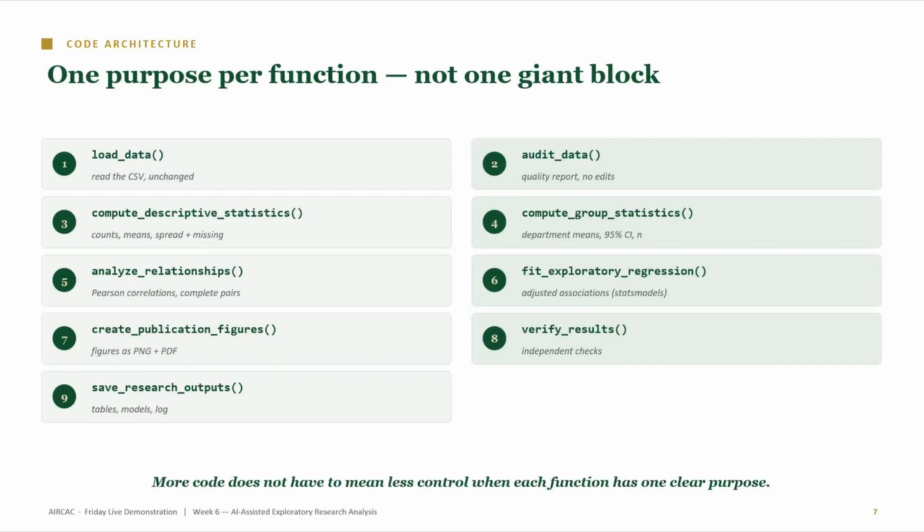This is very important, the main idea that we need to notice here: more code does not have to mean less control when each function has one clear purpose. Writing the full code is not bad, and it doesn't mean we have less control. We can have control over the whole code, and control of each function.